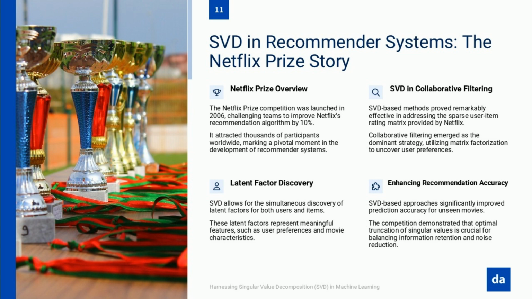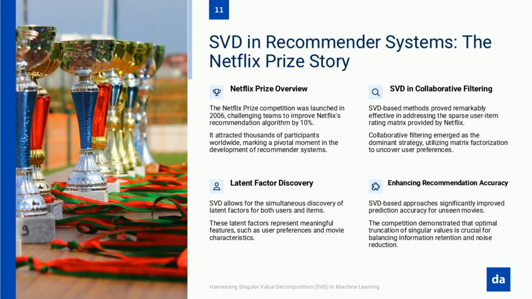With $1 million on the line, the contest attracted thousands of teams worldwide competing to improve Netflix's existing recommendation algorithm by just 10%. What made this challenge particularly fascinating was the scale and sparsity of the problem. Netflix provided contestants with a massive user item matrix containing over 100 million ratings, but the average user had rated less than 1% of the available movies. This extreme sparsity created a perfect testing ground for matrix completion techniques.